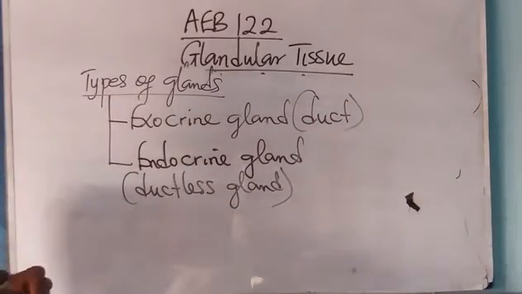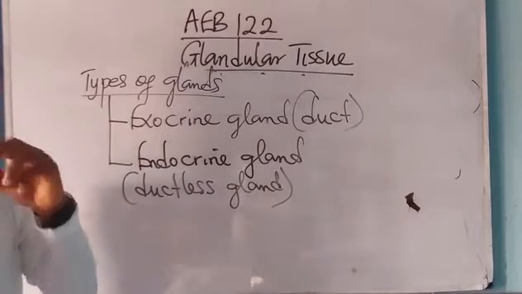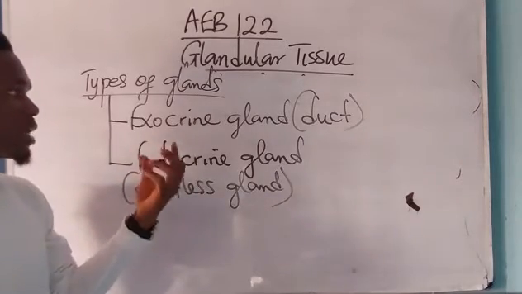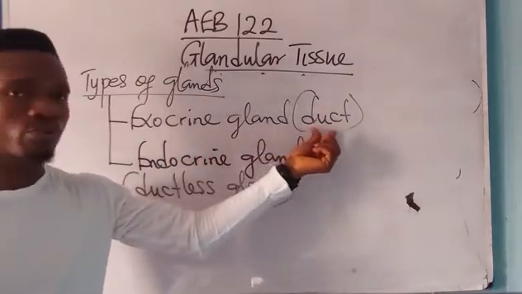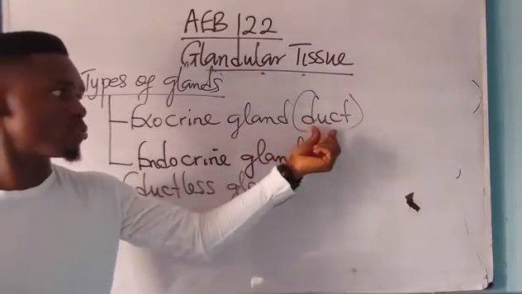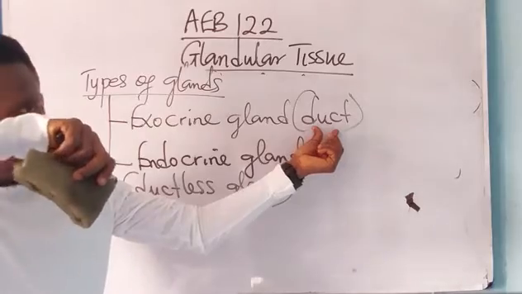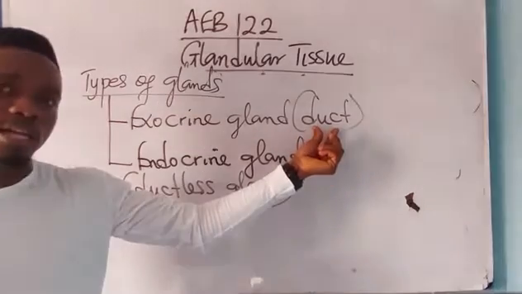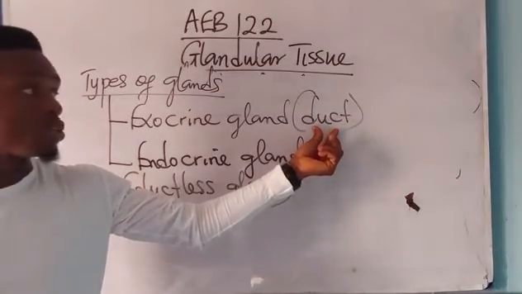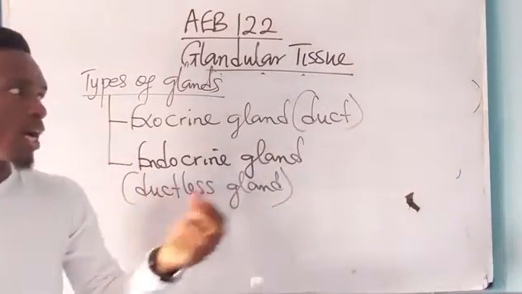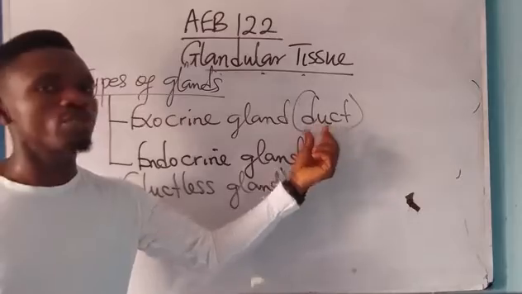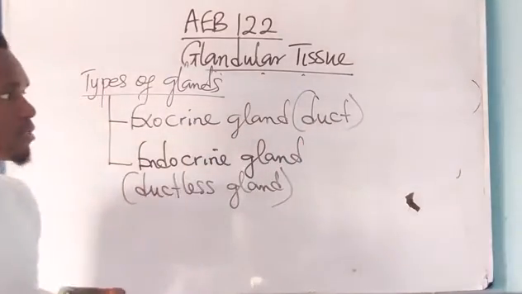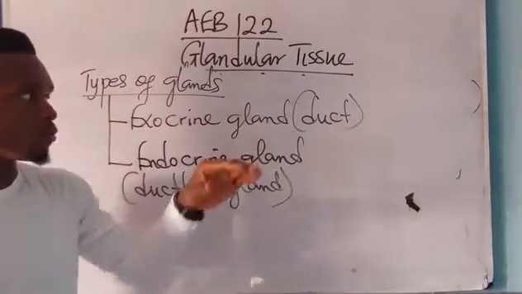Which means as soon as substances are produced, they pass through these ducts toward a target organ. Examples are the sebaceous gland and the sweat gland. The sweat gland has a tube. As soon as sweat is produced, it passes through this duct to the outer part of the skin surface, called the pore of the skin.